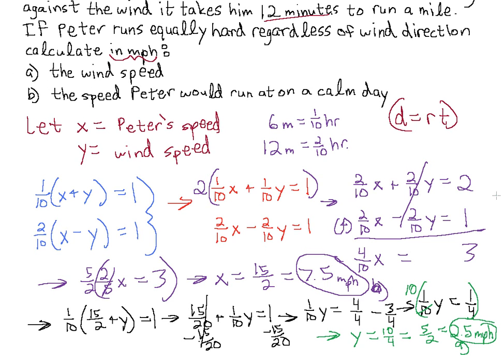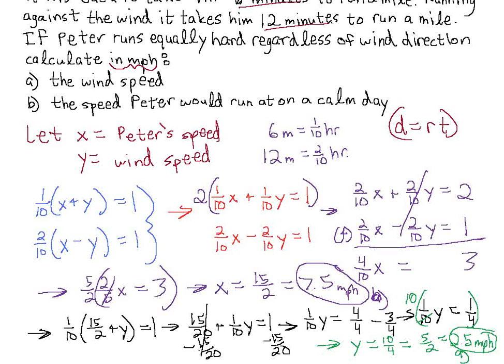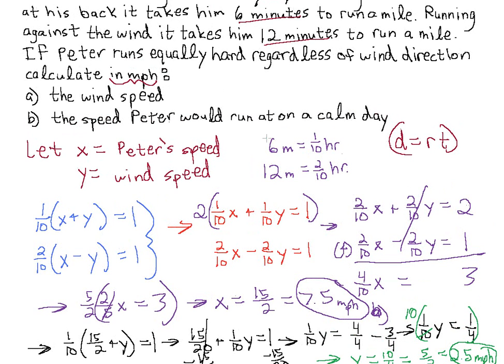So the wind speed we found by solving the system of linear equations using elimination. The wind speed is 2.5 miles per hour, and Peter's true speed, what he would run on a calm day, or when the wind speed is 0, is 7.5 miles per hour.